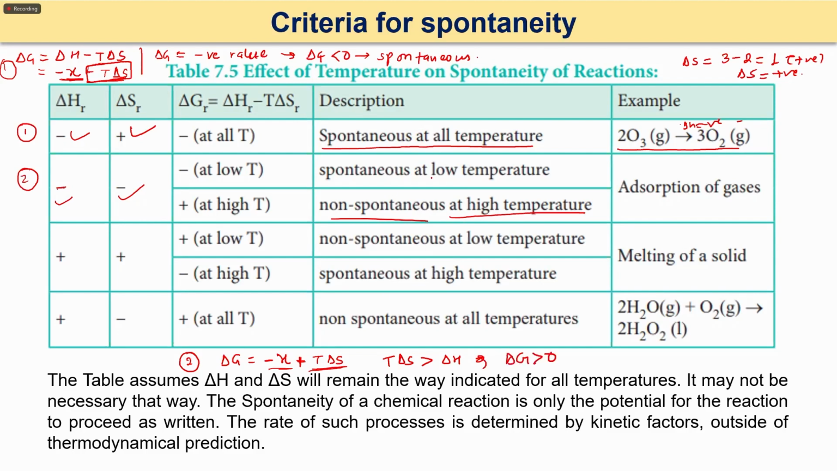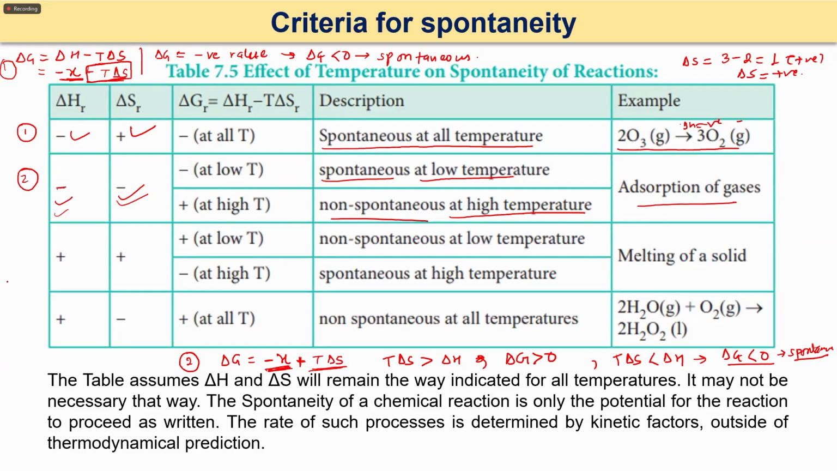And at low temperature, what will happen? If this is small, that means your T delta S value is less than your delta H value. In that case, your delta G will be less than 0, because the minus part has a higher value. So the process will be spontaneous. This shows that at low temperature, the process will be spontaneous if your delta H and delta S are both negative. For example, adsorption of gases follows this.